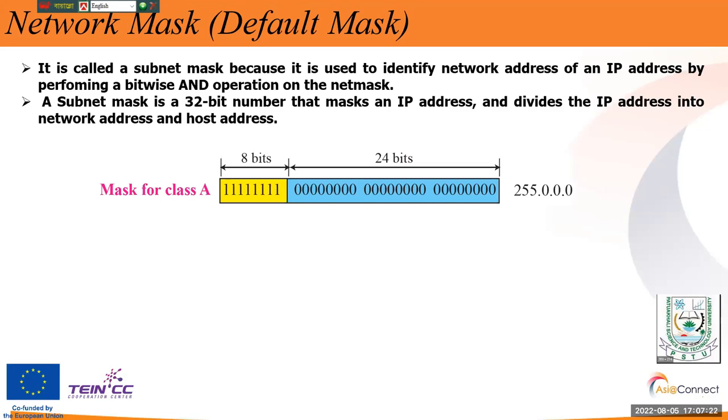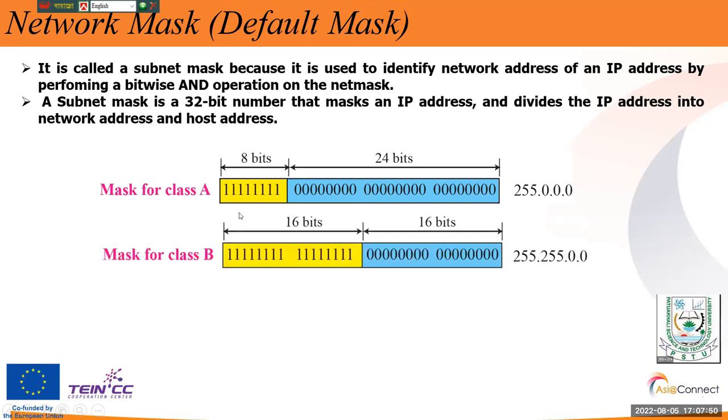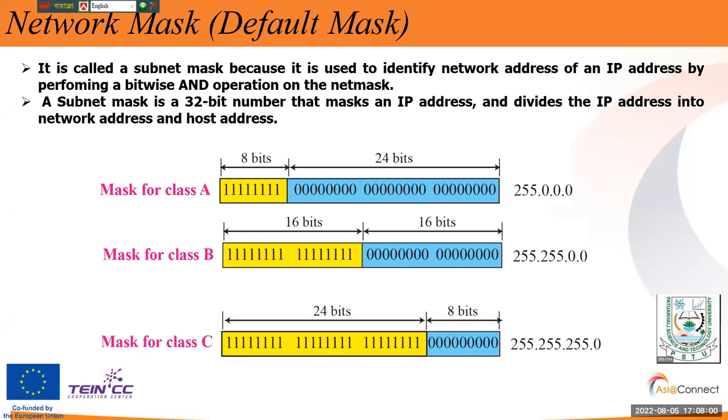Basically, a network mask or default mask in classful addressing is a 32-bit number with n leftmost bits all set to ones and the 32 minus n rightmost bits all set to zero. This is the default mask for class A: 255.0.0.0, because n is 8 bits. This should be the mask for class B, 255.255.0.0, and this should be the mask for class C, 255.255.255.0. We will convert it next when we are using classless addressing, where we will see it using the slash N notation.